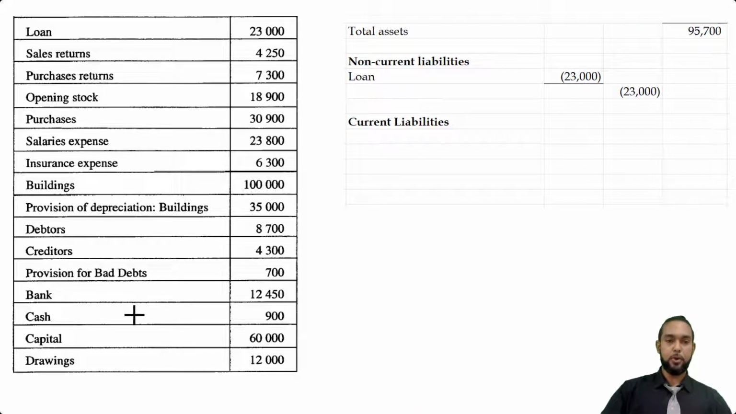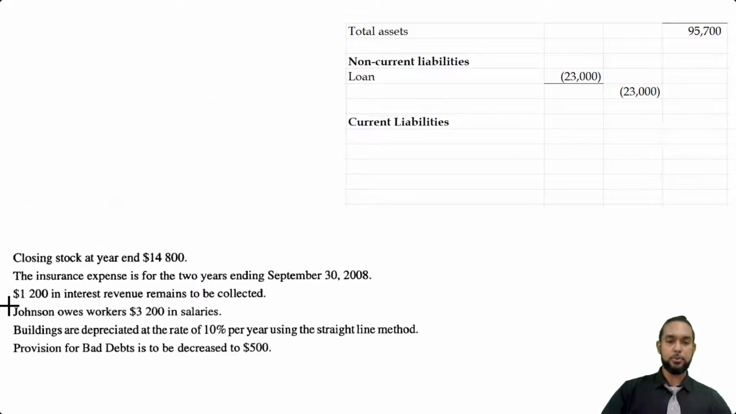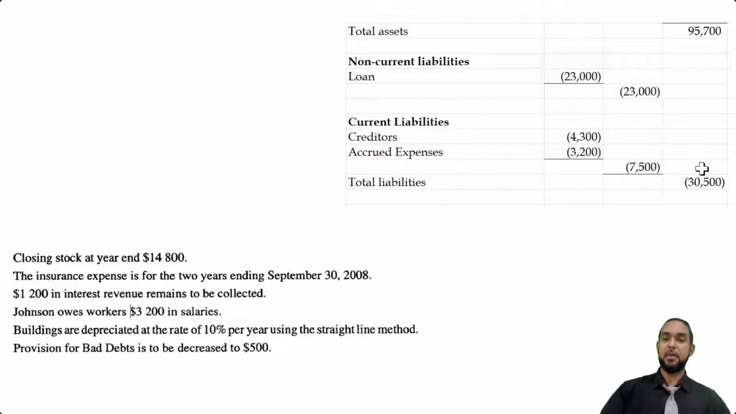Okay, so I know we had creditors here, and we also had Johnson owes workers $3,200 in salaries. So we're going to put those items in, right? Creditors $4,300, accrued expenses $3,200, only two. We add them together, get $7,500. Add that to the 23 and get $30,005. That total for liabilities is now subtracted from the 95.7, which is total assets, to get net assets. Sorry, net assets minus liabilities of $65,200.